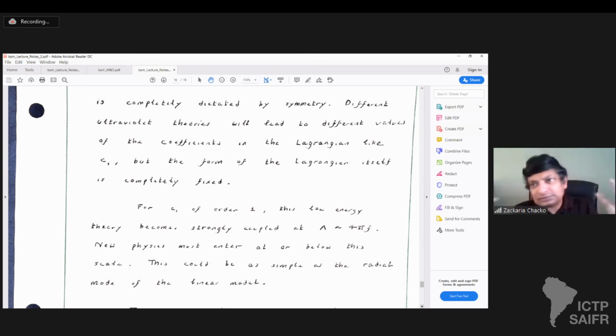And that could take many different forms. It could be as simple as that Mexican hat scalar model that we were talking about. What this is saying is that then the mass of the radial mode has to be less than 4 pi f. But it could also be that the new physics that comes in is some very complicated strong dynamics. So the only thing the low energy theory tells you is that new physics has to come in before 4 pi f. It doesn't tell you what that is. It could be as simple as your Mexican hat, but it could be far more complicated.